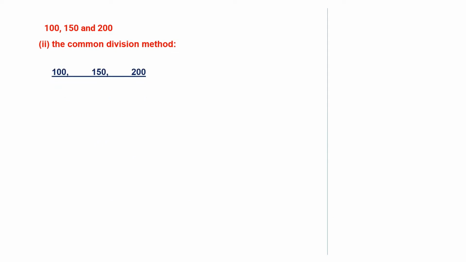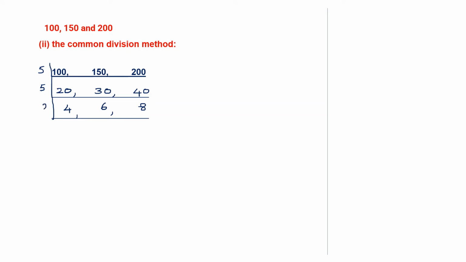So let's start. We're going to divide 100, 150 and 200. Let's divide all by 5. So 5, let's divide. So that will be 5 twos are 10, so 20. 5 into 20. 5 threes are 15, so 5 into 30. 5 fours are 20, so 5 into 40. I can continue with 5. So here 5 fours are 20, 5 sixes are 30, 5 eights are 40.